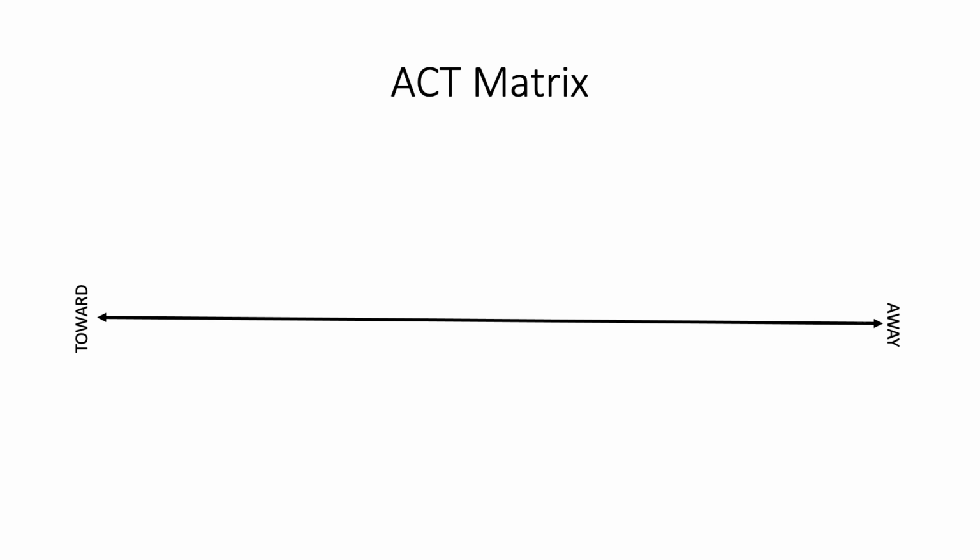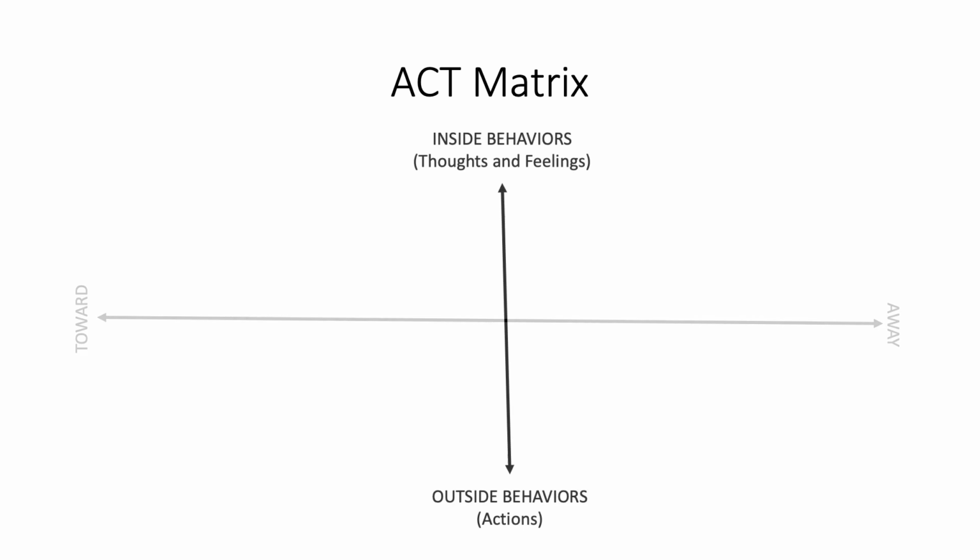So the matrix starts with this pretty basic idea that we can do things that would move us toward the life that we want to live, and we can also do things that would move us away from that life. Part of what influences that is things that happen inside of us, like thoughts and feelings, and part of what influences that is things that happen outside of us in the world, or our actions.